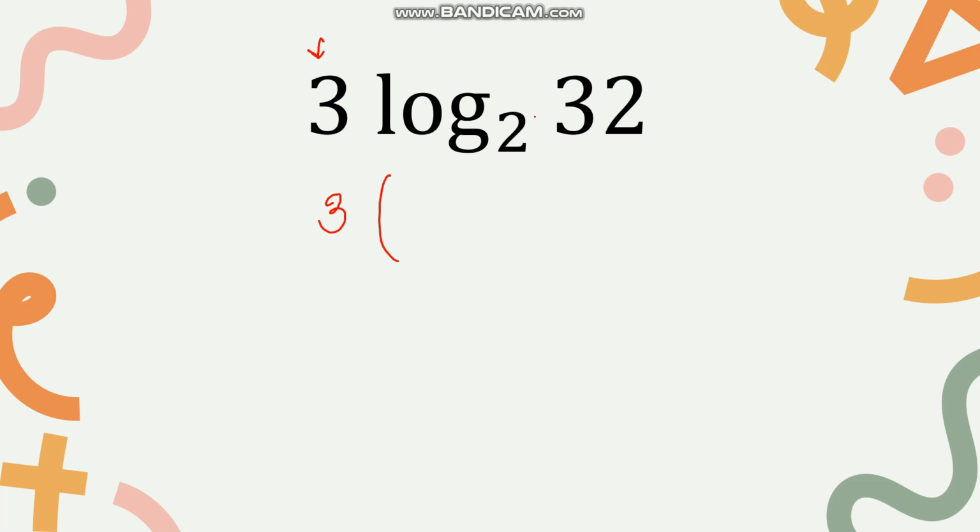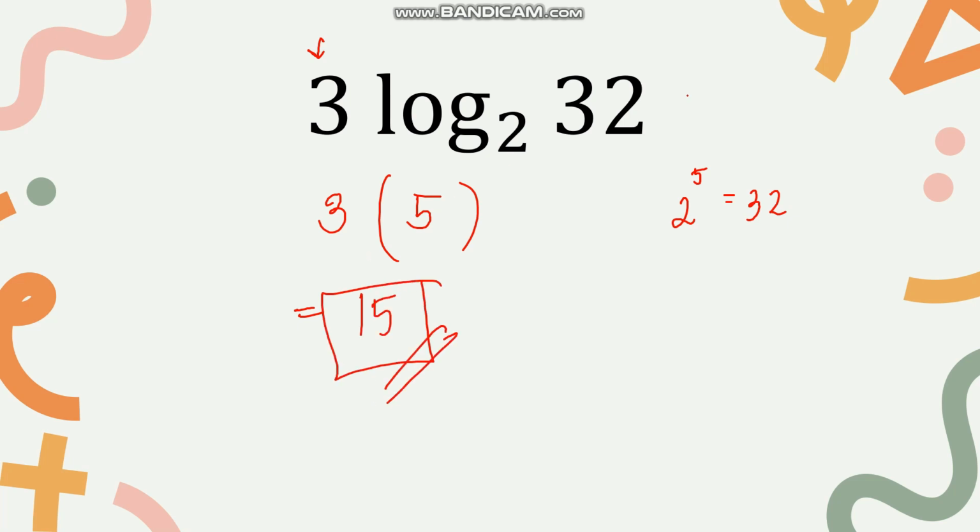Now, we have to identify what value we should use as the power of 2 in order for us to get 32. In order for us to get 32, 2 must be raised to 5. So that will be the value of our logarithm, because 2 raised to 5 is equal to 32. Then to get the final answer, all you have to do is multiply 3 and 5. So you will get 15. This will now be the value of this logarithm.